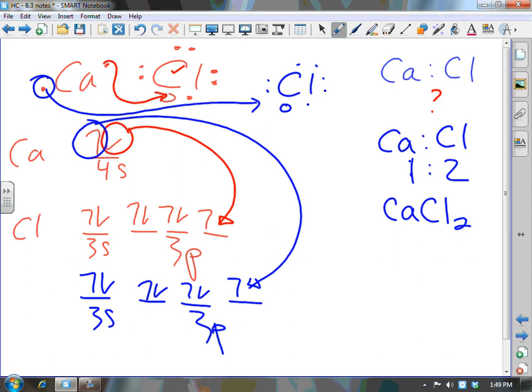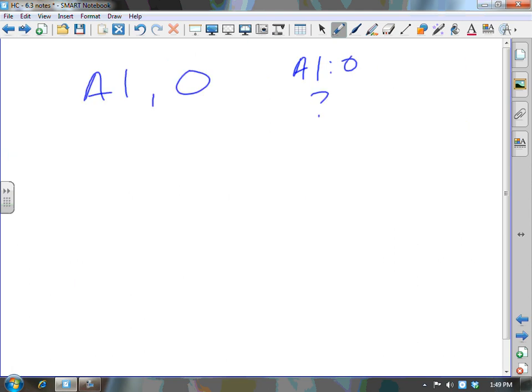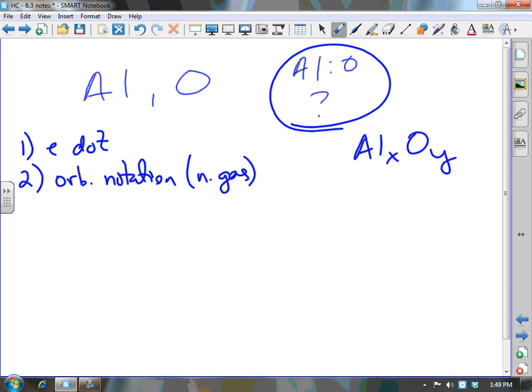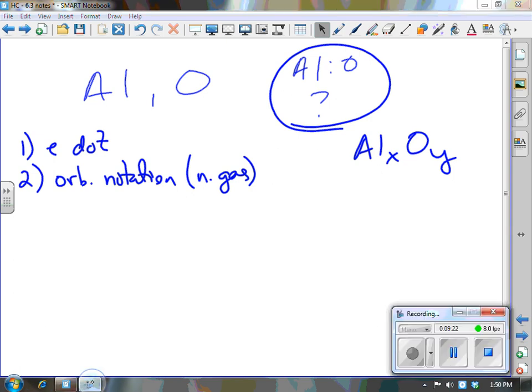All right. What I'm going to have you do here is write this down. I want you to figure out, number 1, doing electron dot, and number 2, doing orbital notation, and do the noble gas shorthand. Figure out what the actual ratio will be for aluminum and oxygen, and then ultimately what the formula will be. So I'll have you pause this, work on these, and I'll quickly put up the answers, and we can go from there.